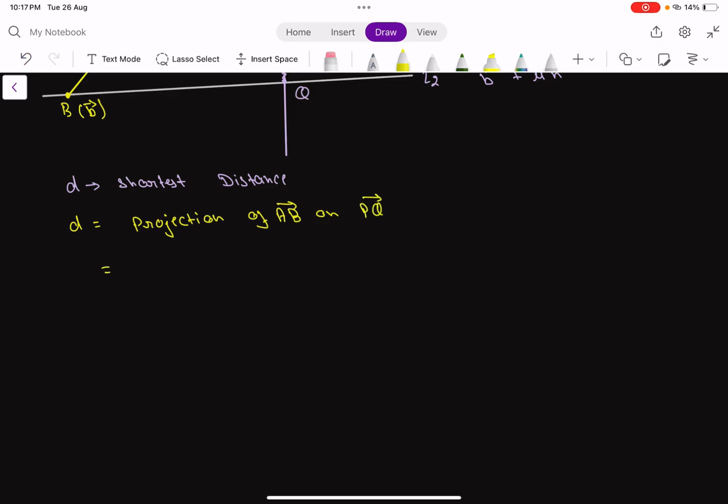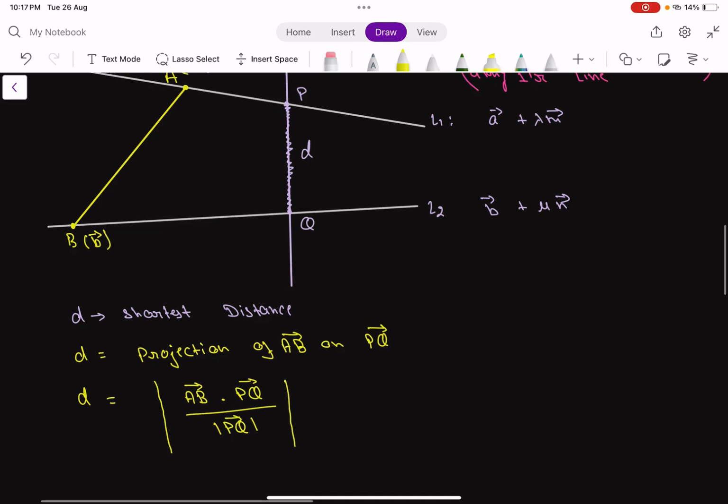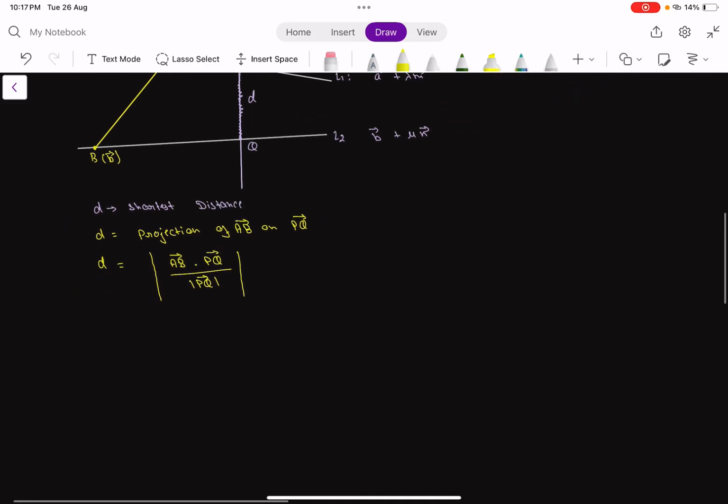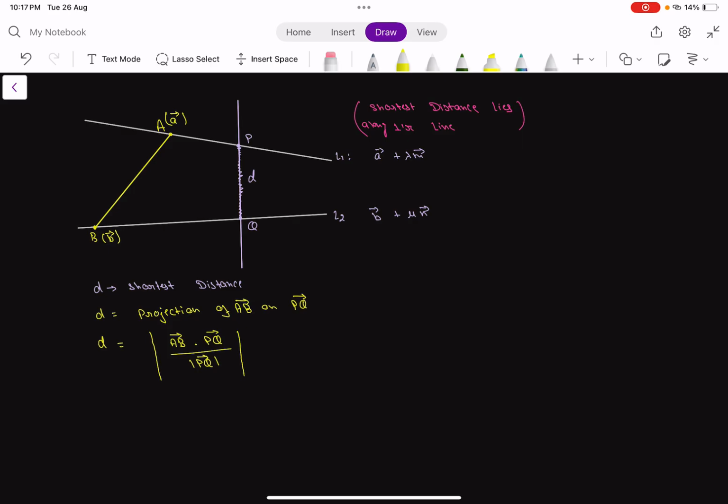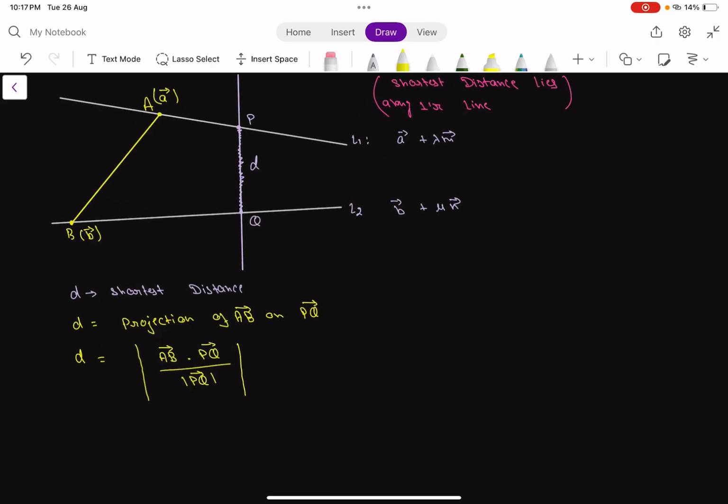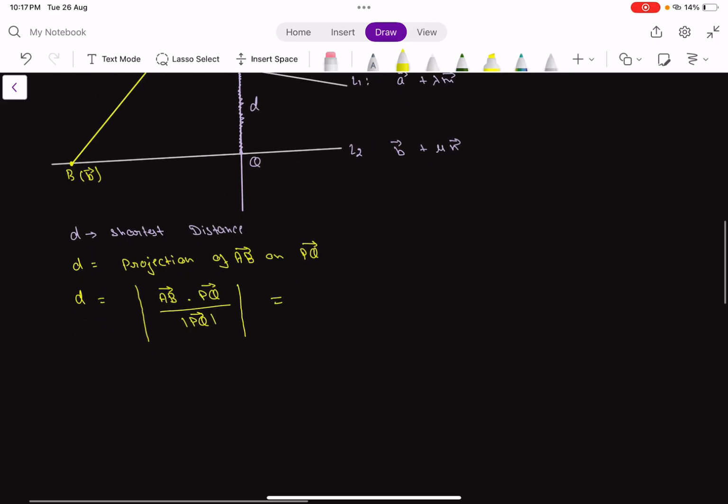And you all know the process of finding the projection of AB on PQ. We can easily write the AB vector dot PQ vector divided by the magnitude of PQ. As we all know that distance can never be negative, we have to take an extra modulus here. So this will be our main and final formula for calculating the shortest distance between a pair of skew lines. Now let me explain this in more detail. Can I write that AB vector as b minus a vector? You all know that.